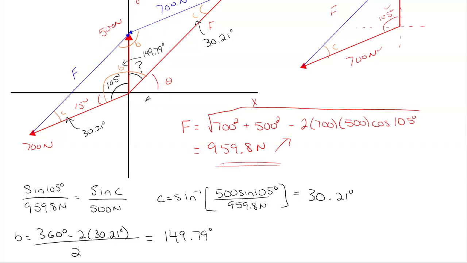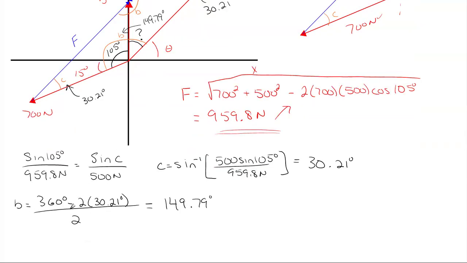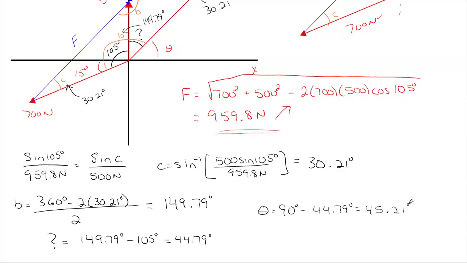So this total angle right here is 149.79 degrees. Well, I know that part of B is 105, so I can get that question mark angle, which I'm just going to literally say question mark, is equal to 149.79 degrees, subtracting off 105 degrees, and I end up with 44.79 degrees. And then finally my theta angle, which will just be 90 minus my question mark, which is 90 degrees minus 44.79 degrees. And that gives me a total of 45.21 degrees, which is my other answer that I need.